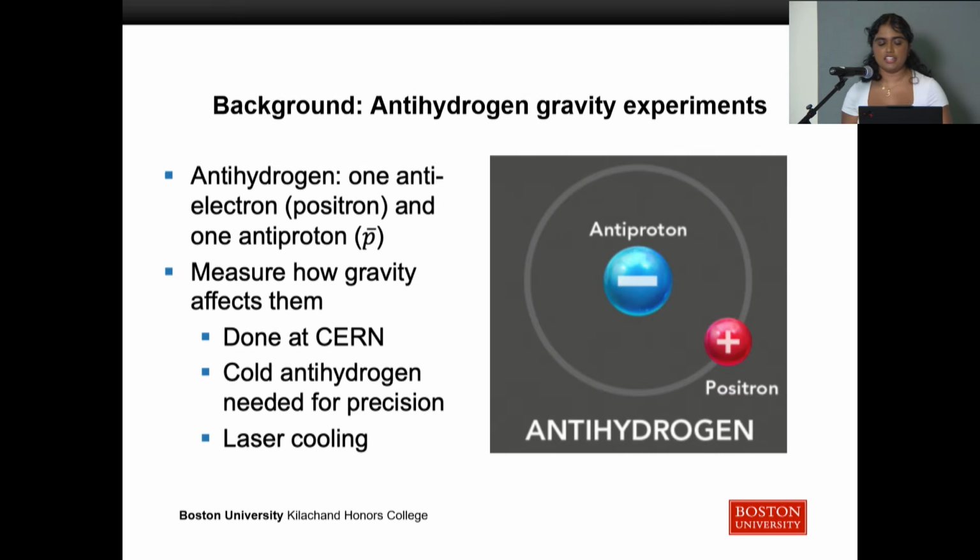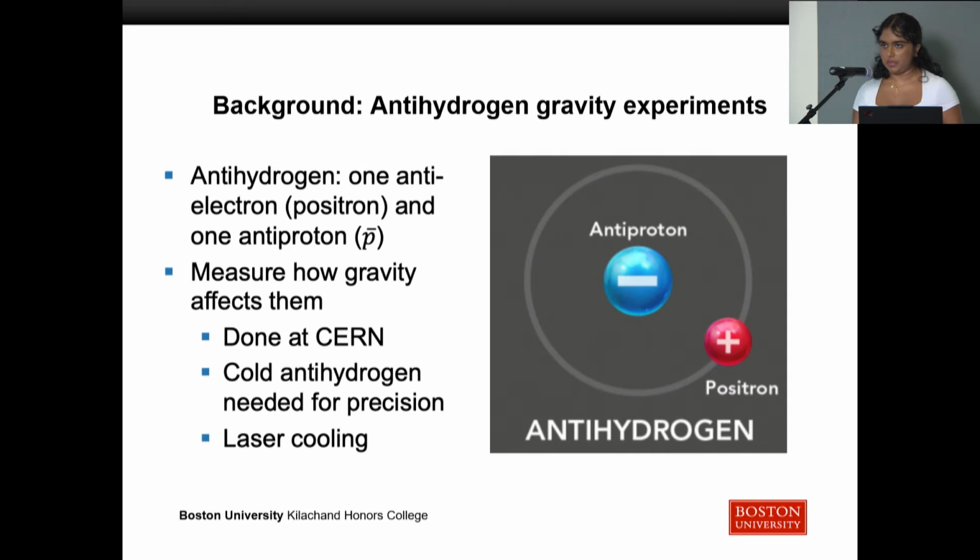Anti-hydrogen is composed of one anti-electron, which we call a positron, and one antiproton, and they bond together to create anti-hydrogen. This system is used because it's the easiest neutral system of antimatter to make, and at CERN, they are investigating how gravity affects them. This research is only done at CERN, which is the world's biggest particle physics laboratory. And last year, I had the privilege of doing 8 months of study abroad in Geneva, and I was able to be at CERN and do this research in person, which I'm super grateful for.